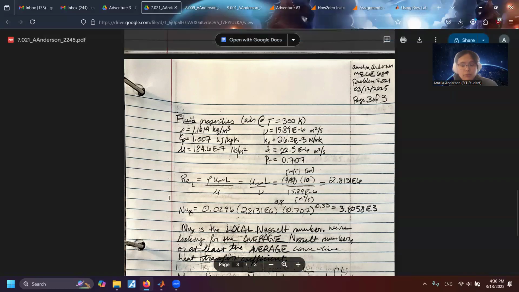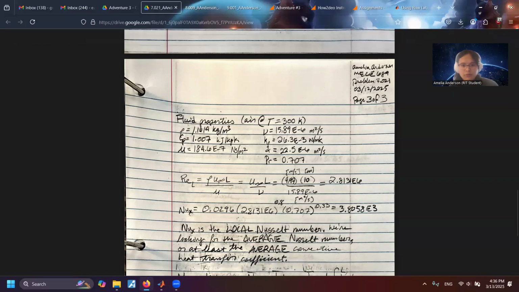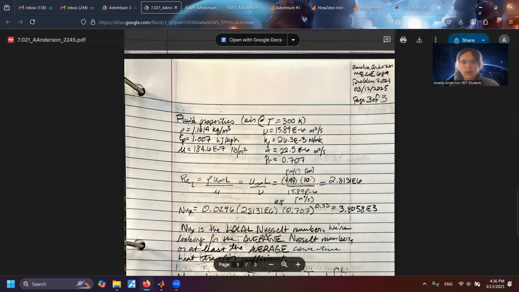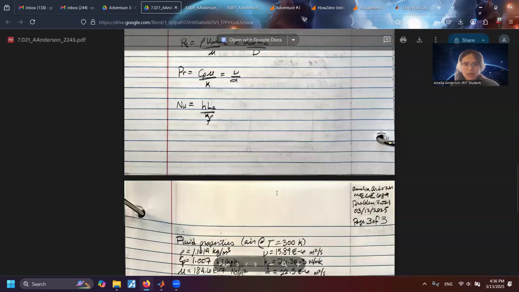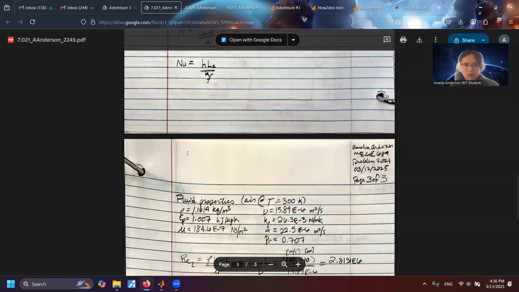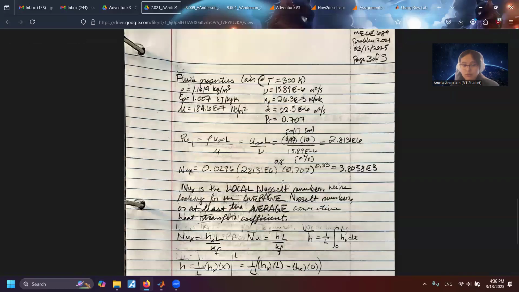We're going to then, from the Reynolds number, calculate a Nusselt number. So over here we do that, and that's going to get, again, a pretty high Nusselt number. But remember, this is Nu sub x, and that means the local Nusselt number. We're actually looking for the average Nusselt number, or at least the average convective heat transfer coefficient over the entire wall.